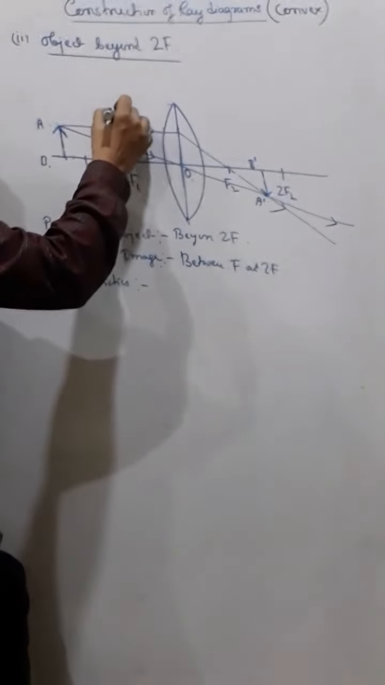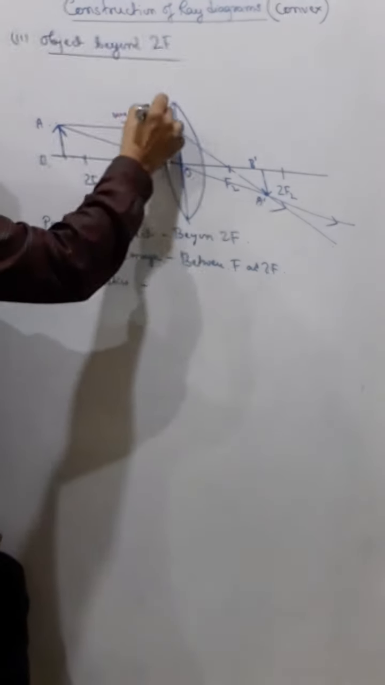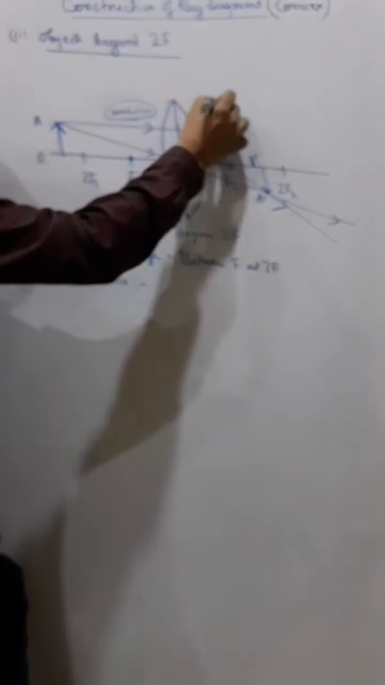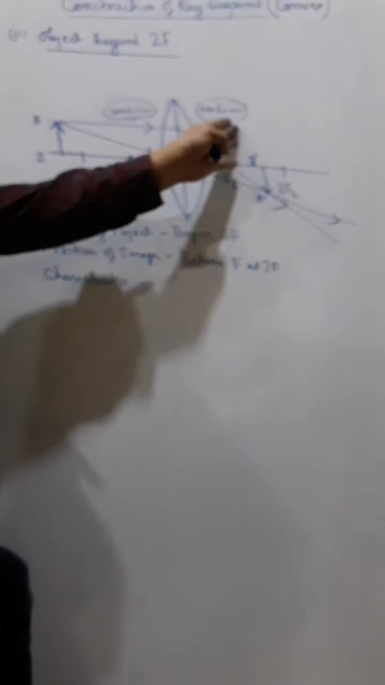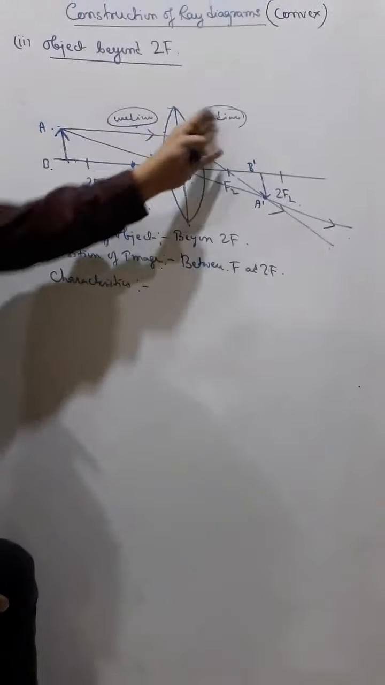If the medium is the same, if the medium at this part and the medium at this part is the same, and generally it is, it is air here and air there, then the focus positions and all these lengths are the same. So it's not necessary to write f1 and beyond f1 or f2. You can just simply write f. So the image is between f and 2f.